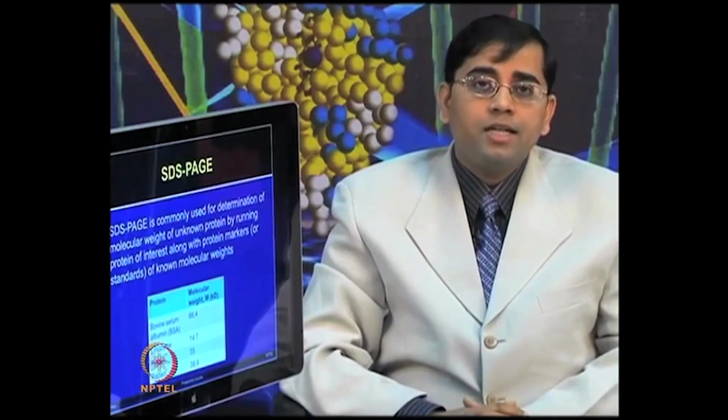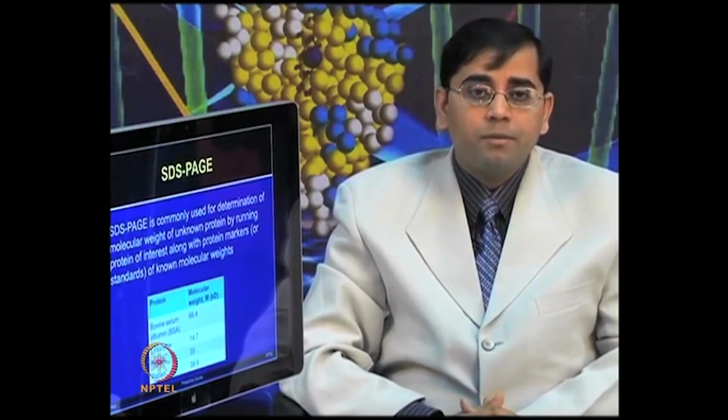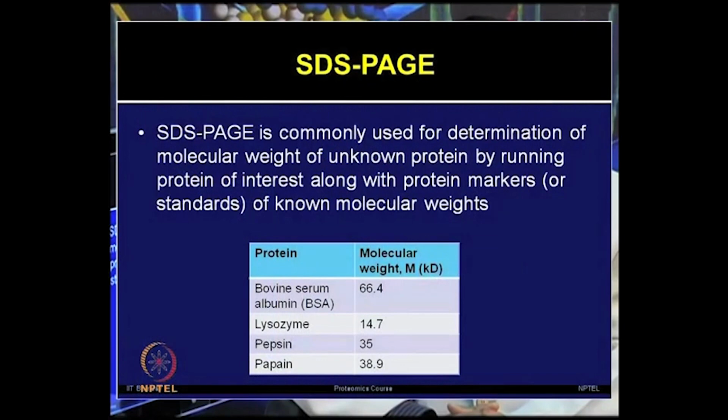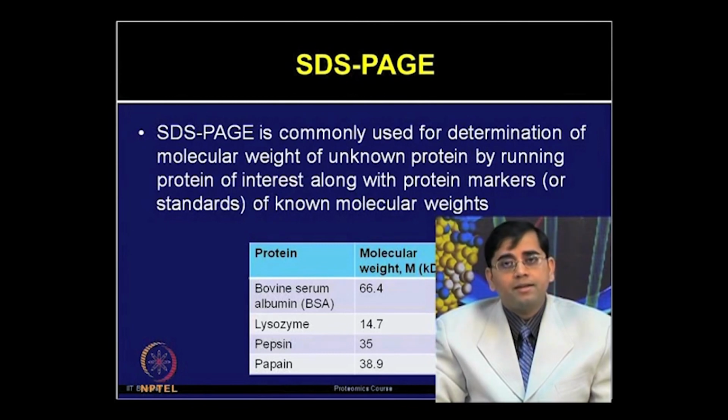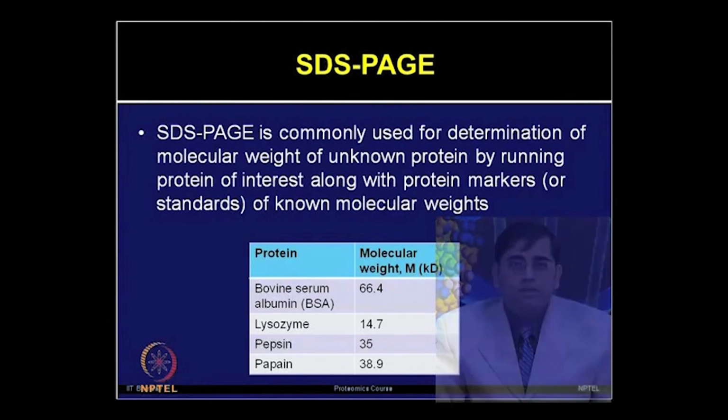So, SDS PAGE is one of the very commonly used methods for determining the molecular weight of a protein of your choice or unknown protein for which you want to know the molecular weight. So, if you run the standard protein markers along with your unknown protein, you can determine the molecular weight of the unknown proteins.